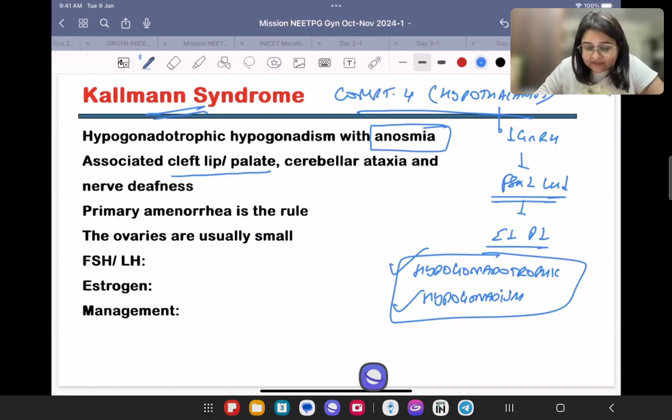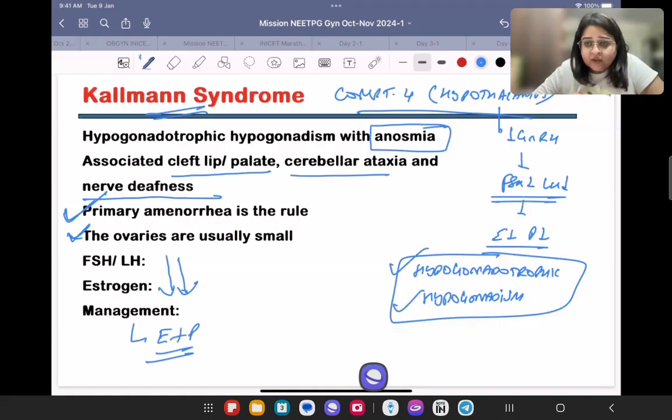Also, cleft lip, cleft palate, cerebellar ataxia, and sensorineural hearing loss can also be there. Primary amenorrhea is the rule. The ovaries are small because they're not functional. FSH, LH, estrogen, everything is less. What is the management? Again, you're going to supplement with estrogen and progesterone. Anosmia, yes Ruchi, anosmia is there.